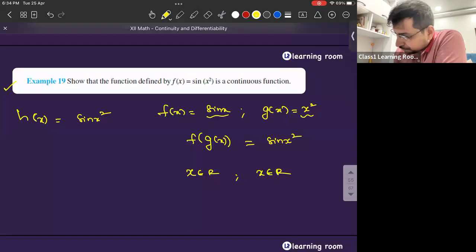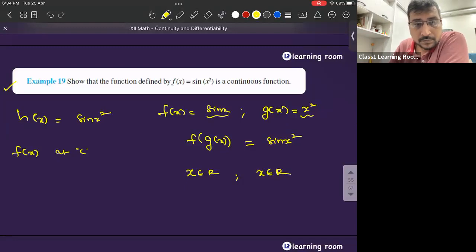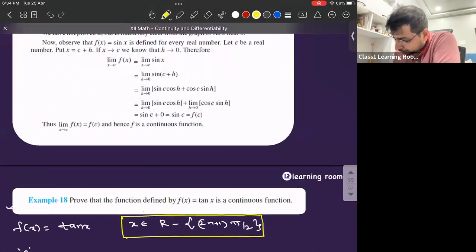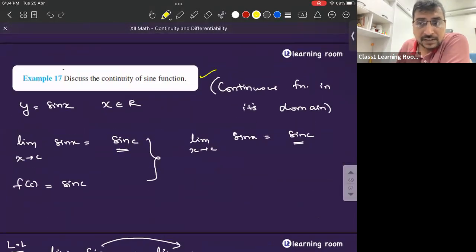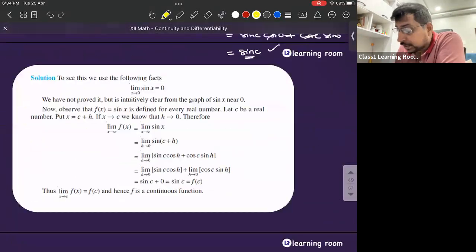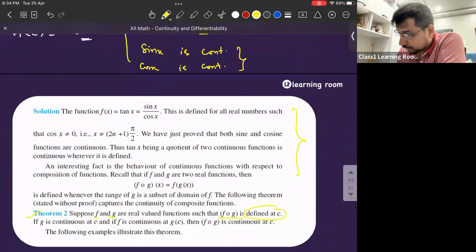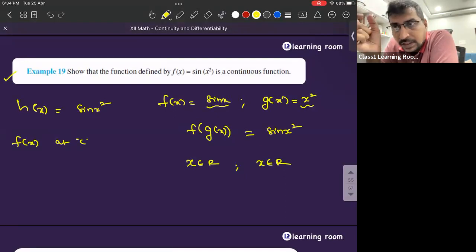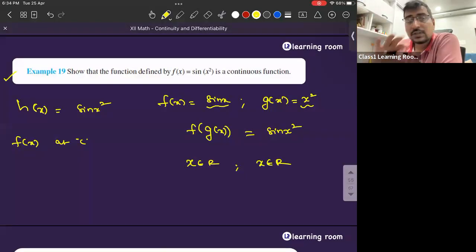When that is the case, if f of x is continuous at C, is sine x a continuous function? We proved it here. Discuss the continuity of sine x. Yes, it's a continuous function. Is x square a continuous function? X square is a polynomial function. Is it a continuous function? Yes. So individually, they both are continuous functions. So what should happen to the composition? It should be a continuous function. That's all you need to do.